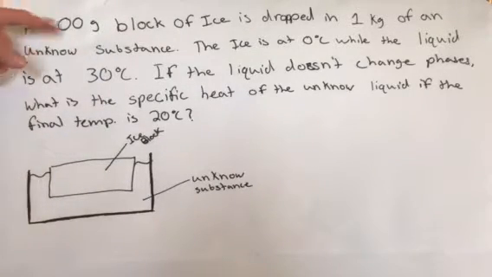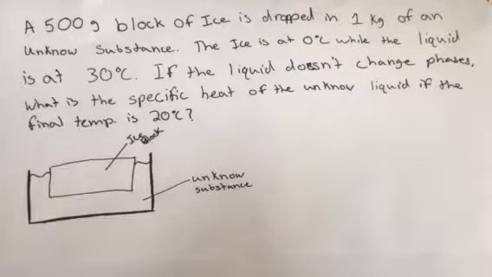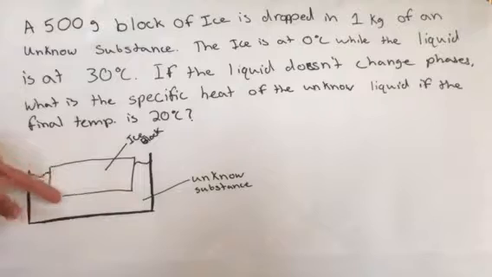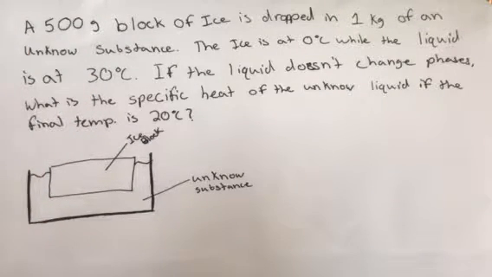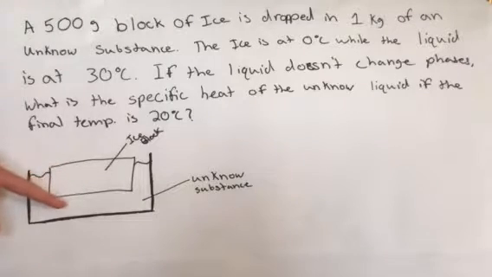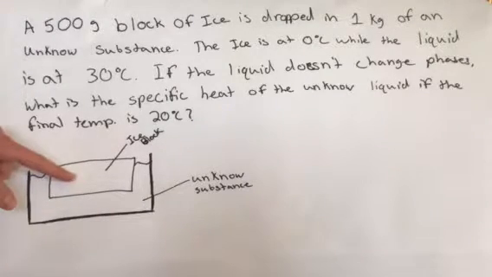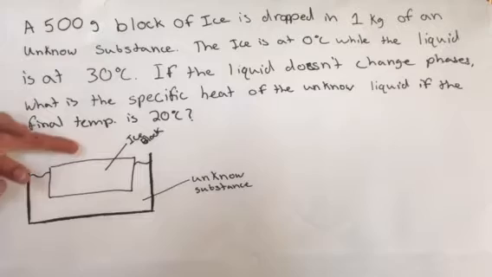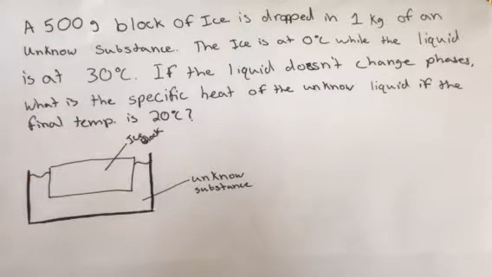So we have our 500 gram block of ice and our 1 kilogram of liquid. The ice is at 0 degrees Celsius and it's solid, while the liquid is at 30 degrees Celsius. The heat from the liquid is going to go into the ice until the temperature of the ice and the liquid are exactly the same.